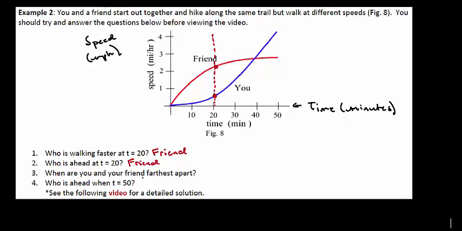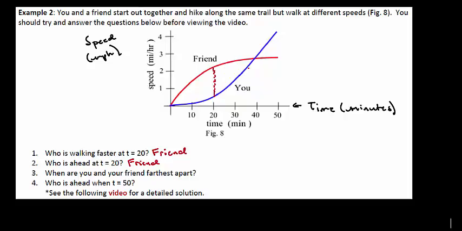When are you and your friend furthest apart? Well, now that's a good question. So we have to look here to see, when are we furthest from one another? Okay. Well, your speeds are furthest from one another over in this section. And so even though the speeds are furthest from each other right about here, that doesn't mean you are furthest from each other. In fact, let's think about this.